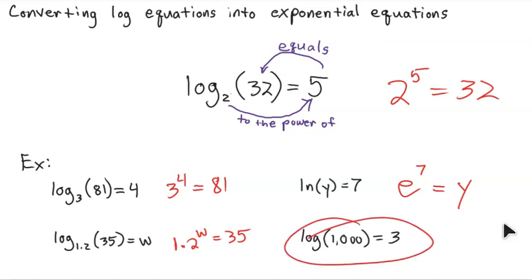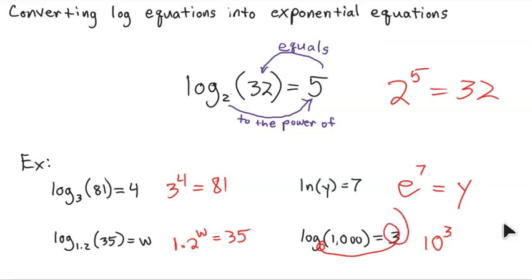All right, let's do this last one here and we'll wrap it up. We're going to take the base. This says log. There's no base showing, and if the base is not showing and it's the word log, then we know that it's log base 10. So it's going to be 10 to the 3rd power equals 1,000. And there we did it. We have converted 3 logarithmic equations into exponential equations.